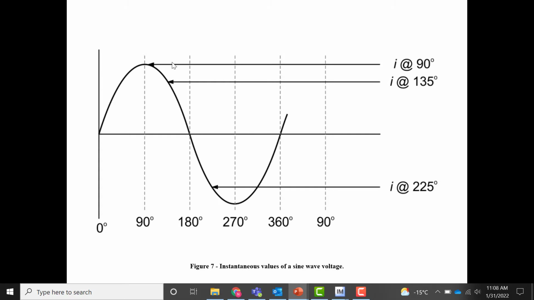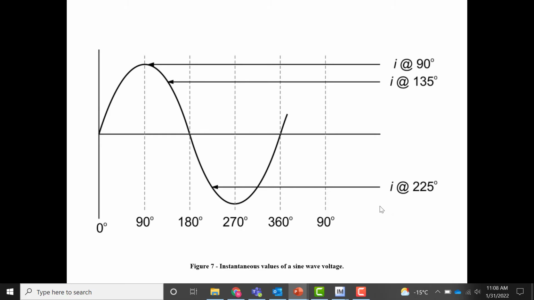They're just saying, if I want to find these values at any of these instantaneous points, if I know the value of the max, I can find any value at any degree here. Those values will repeat where they're equal on the same alternation, and then they'll repeat again here, they'll just be negative, because this peak is exactly the same as this peak.